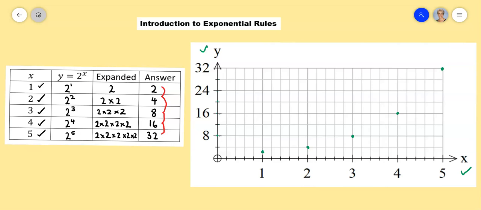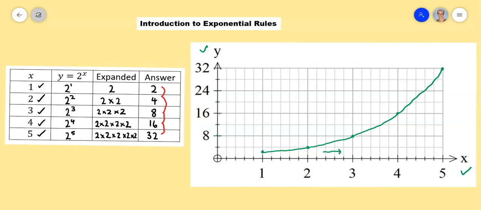Now, if we look at the pattern in the points, we can see that it definitely isn't a linear rule. It's a nonlinear rule because we can see that the points seem to be following a curved pattern. If I join my points together and I try and do it as carefully as I can, we can see a curve developing there. We can see that the curve is an increasing curve, and we can see that as we look at the graph horizontally this way, that the graph is getting steeper and steeper.